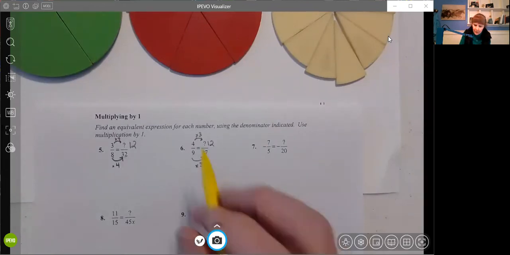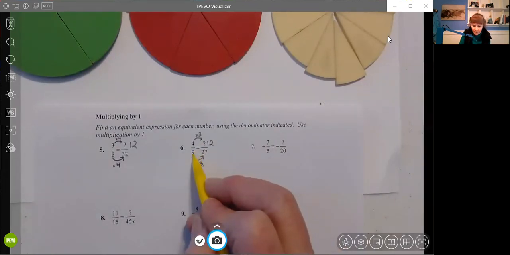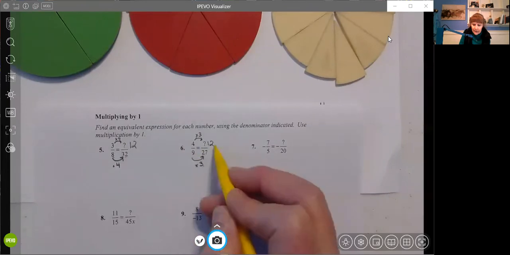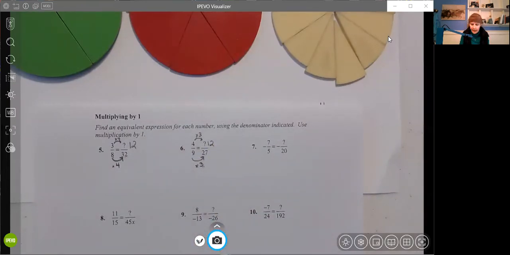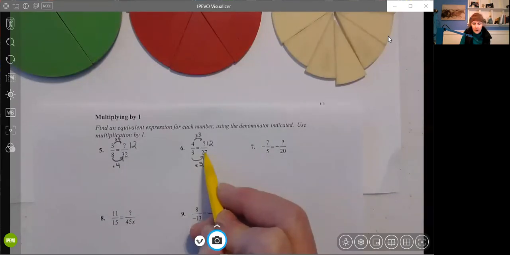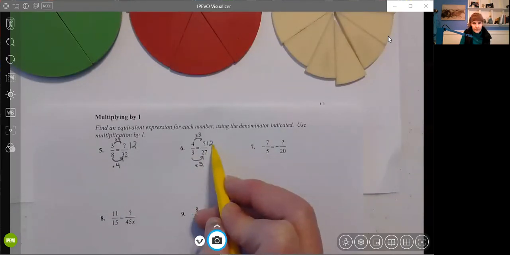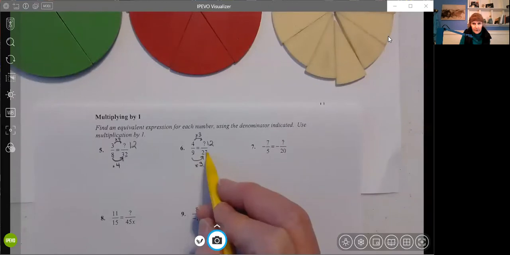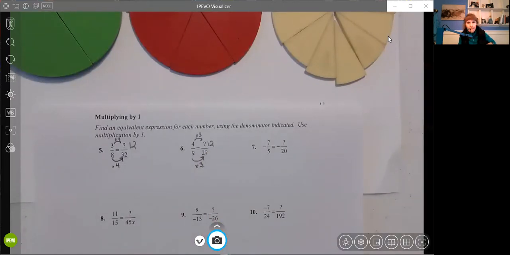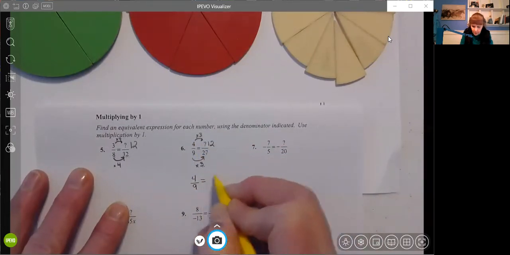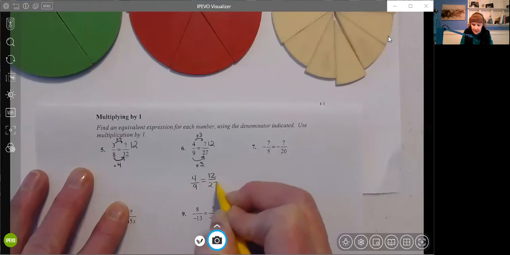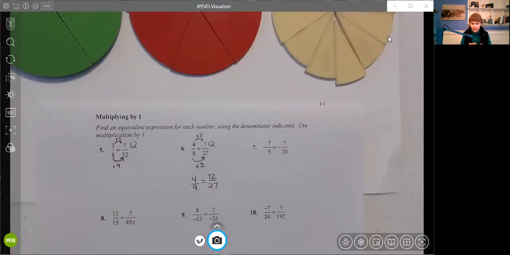But anyways, if I had 4/9ths, I would need 12/27ths to have the same amount. And again, these are smaller pieces, so I will need more of them. If you divide something into 27ths, the pieces are smaller. So I'll need more of them, but 4/9ths is equal to 12/27ths. They represent the same amount.